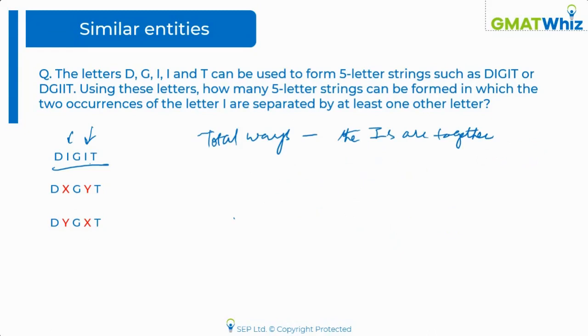I have 5 options to place D. Similarly, 4, 3, 2, 1, total 5 factorial ways. But since I is repeating, I divide it by 2, so I get 60 ways. Okay, so this can be done in 60 ways. Total ways is 60. Now, I have to subtract cases when two I's are together.